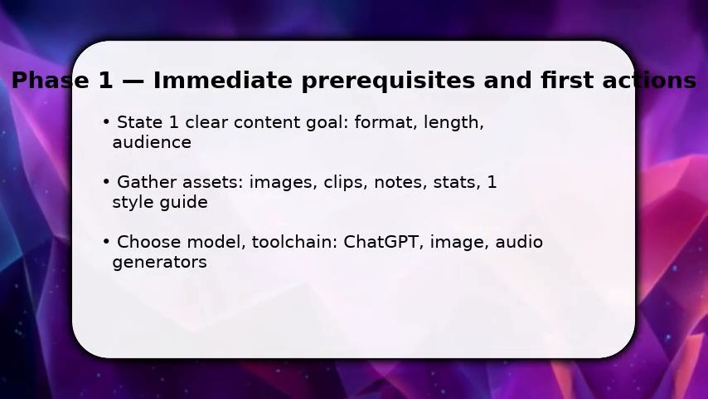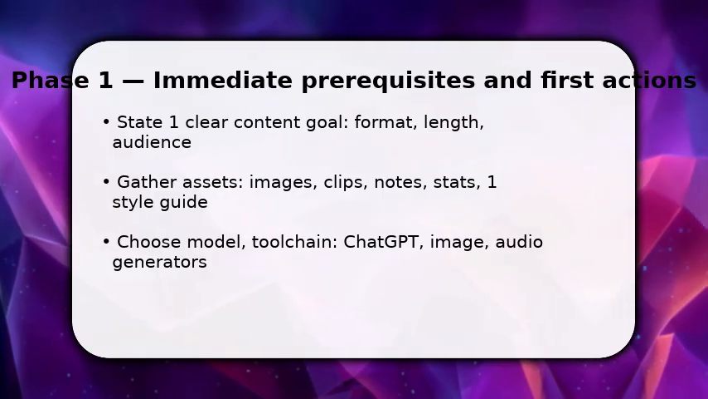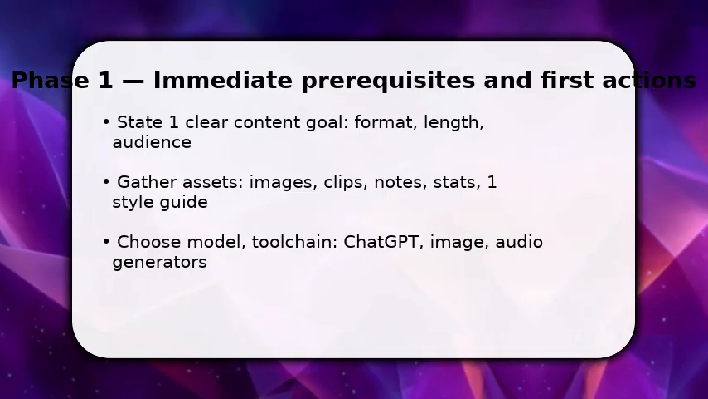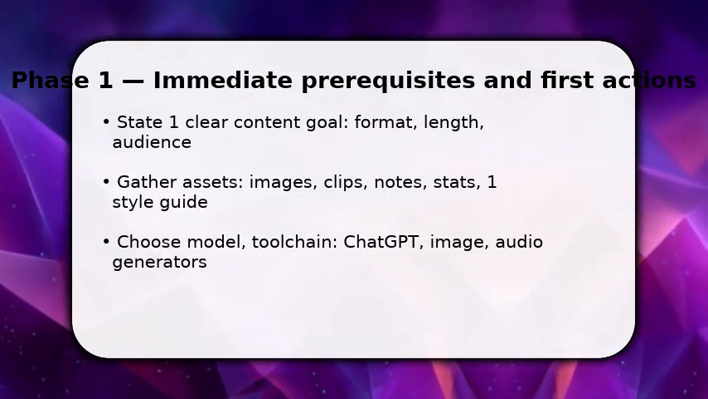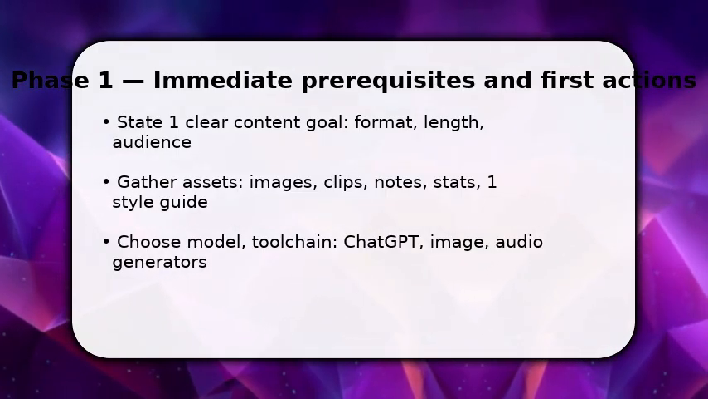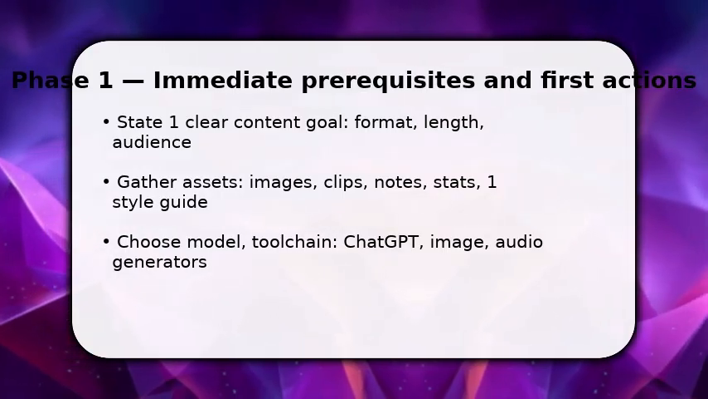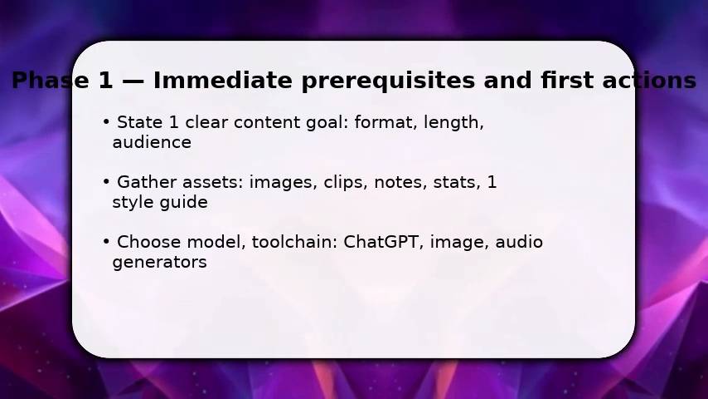Next, pick your AI stack. ChatGPT for drafts, a separate model for images or audio. Start with a short prompt that specifies format, tone, and length, then request an outline. Make sure to set constraints, word count, brand terms, and any forbidden topics, so the model creates useful, controlled output immediately.